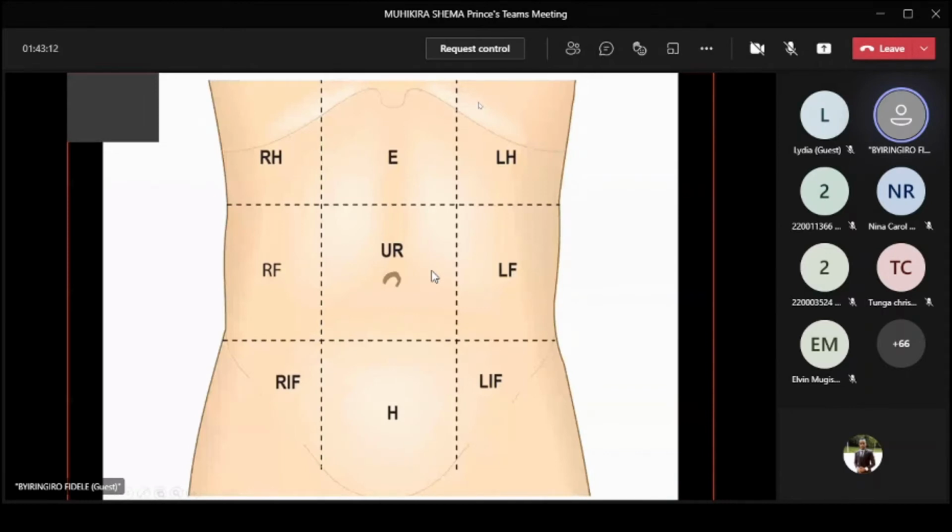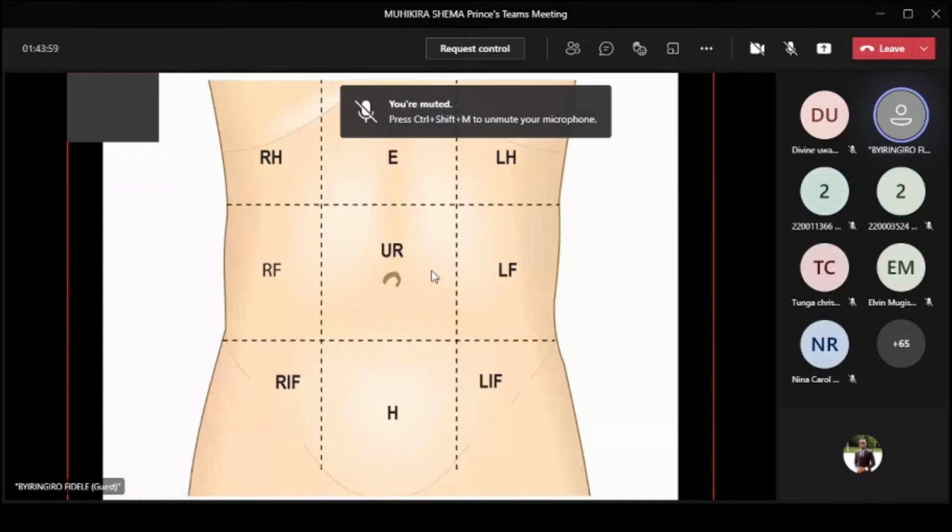You have the right hypochondrium here, the epigastrium, the left hypochondrium, the right flank, the umbilical region, the left flank, the right inguinal fossa, the hypogastrium, and the left inguinal fossa. So it's very important to localize the anatomy of these 9 regions because they can help you easily recognize what the problem is. Imagine a patient has pain in the right hypochondrium.